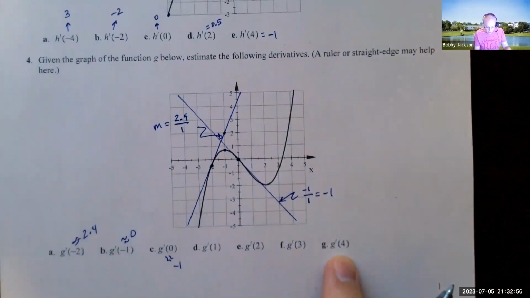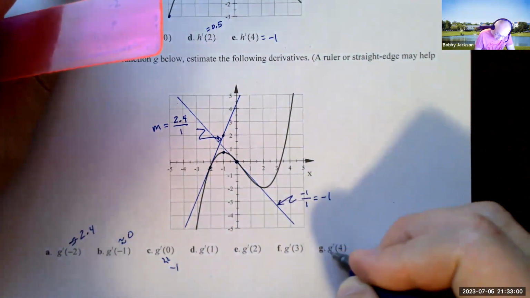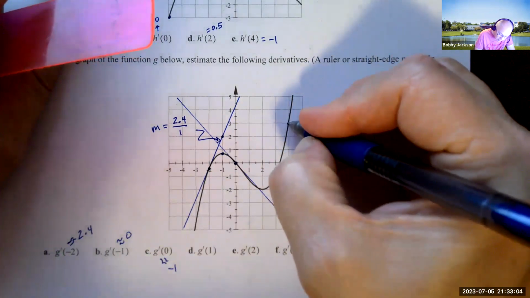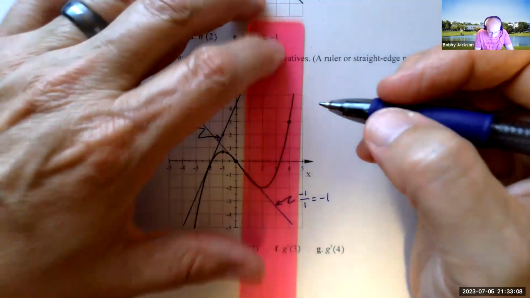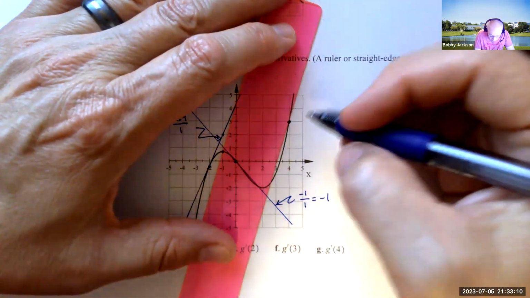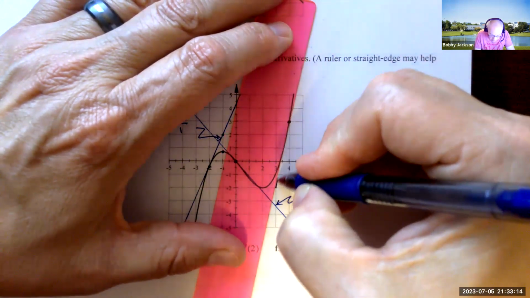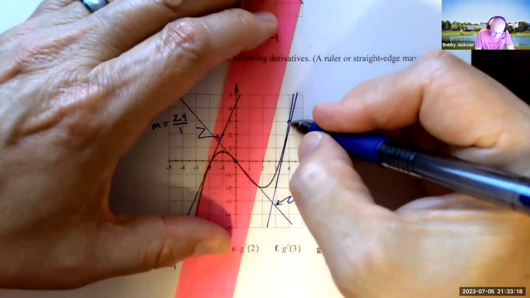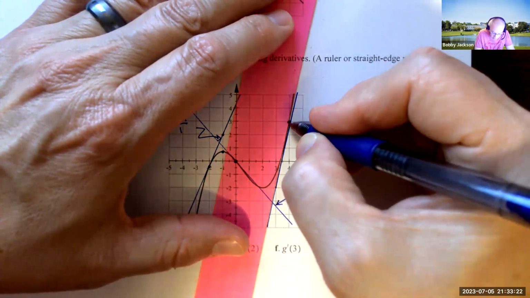Let's look at number 4, and I've got the answers to this on there. Number 4, part G prime of 4. So for G prime of 4, we're looking at right about there on the graph, where G of 4 is about 3. But the slope now, what's the slope of that tangent line going to be? If I draw it so it just touches that graph, maybe something like that, right? Just touching the graph. I didn't do a very good job of that. Sorry. Let me redraw that.